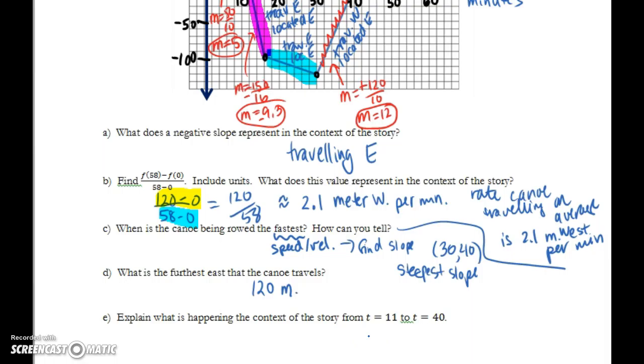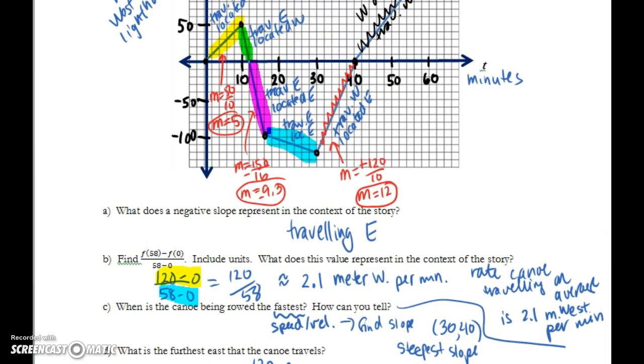The last piece is what's happening in the context of the story from t equals 11 to t equals 40. So t equals 11 is right here at this point, and t equals 40 is at this point.